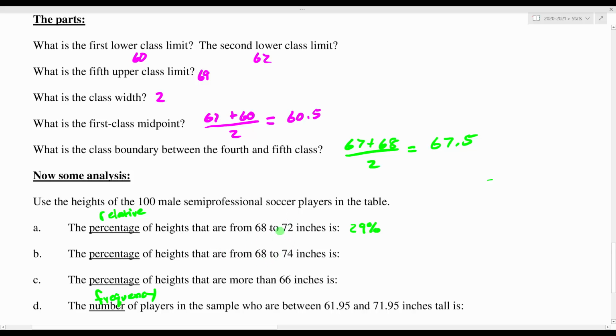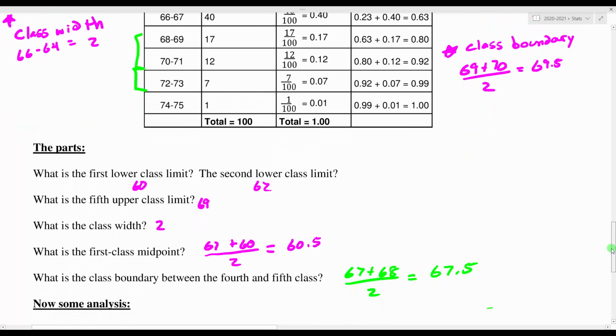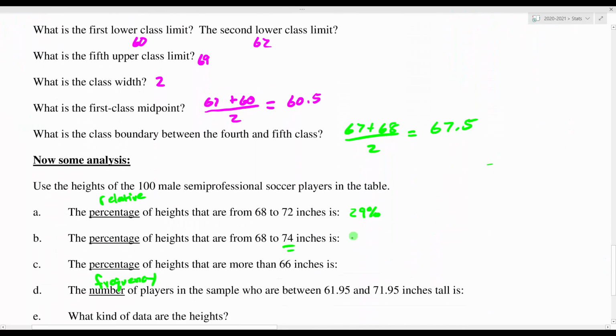And we do the same thing. So it's about the same thing. The only thing they did was they increased this to 74. So if I went up here, I could now include everything in this class, but not everything in this class, based on the way that they asked that question. So now I could add 17, 12, and 7, right? So that'd be 29 plus another 7, that would be 36%. So this would tell us that 36% of our soccer players had a height in between these two values.